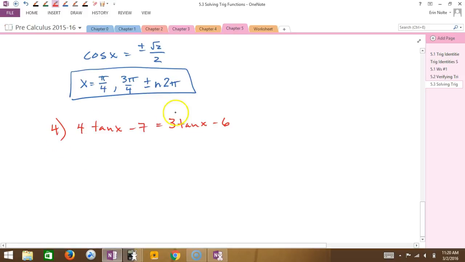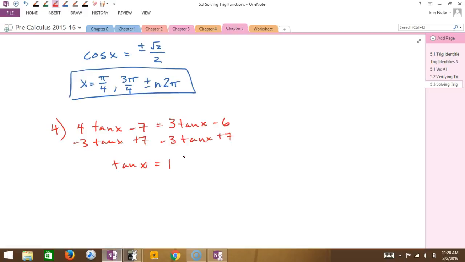Subtract 3 tangents. Good. Would you mind if I added a 7 at the same time? So I get a tangent of x is equal to 1. Anybody else get that? Awesome. Okay, so that's a nice one. Because tangent is y over x, for y over x to equal 1, what do we know about the y and the x?